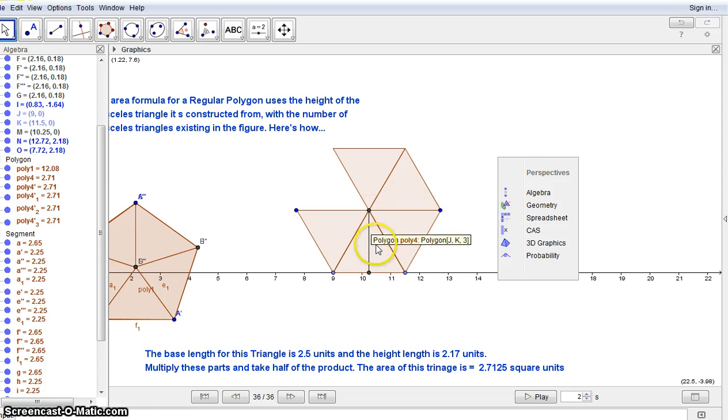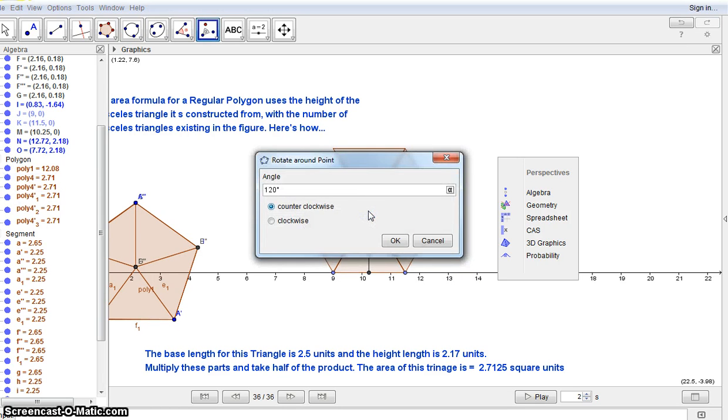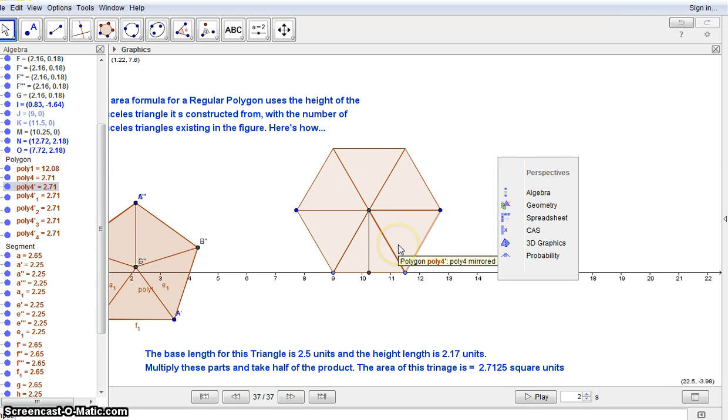So now let's do that again. This figure over this point. Rotate this polygon around this point 120 degrees, and go the other direction. Okay, so does this convince you that 6 triangles with area 2.7125 represents the area for this hexagon?